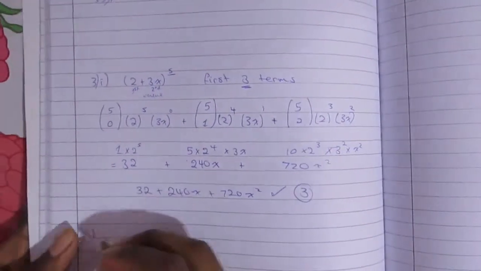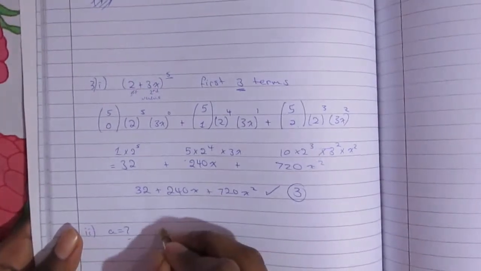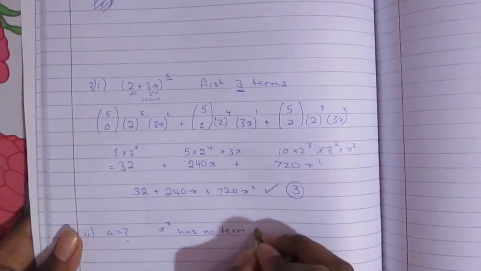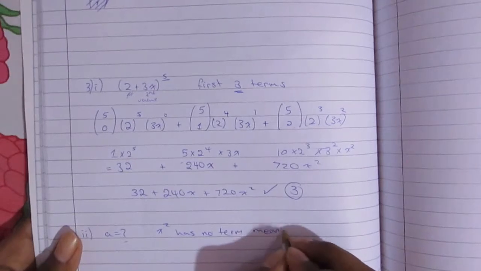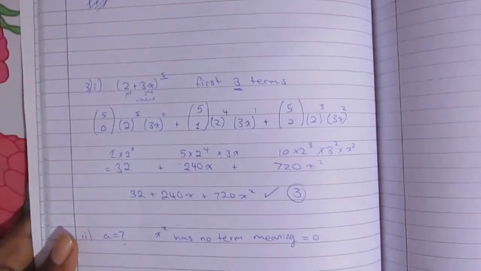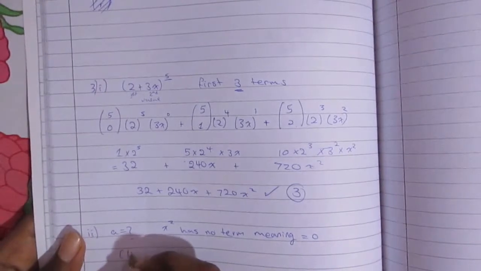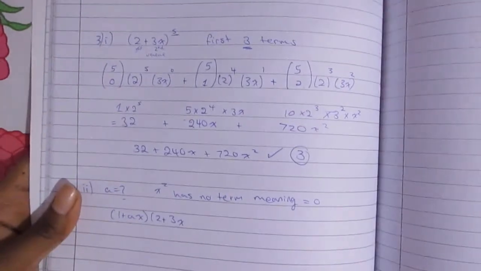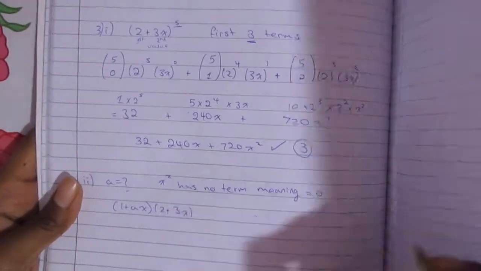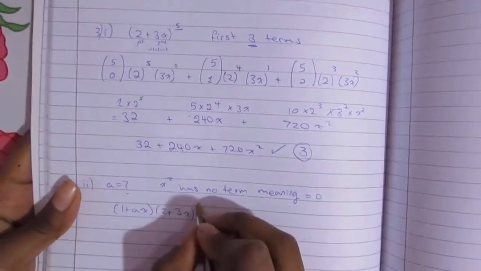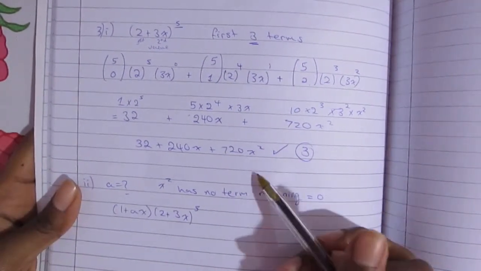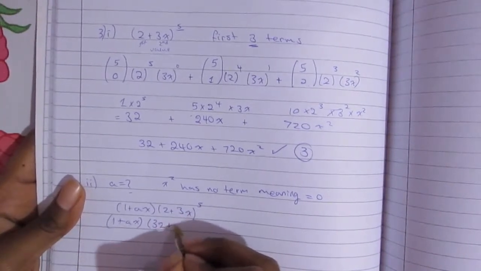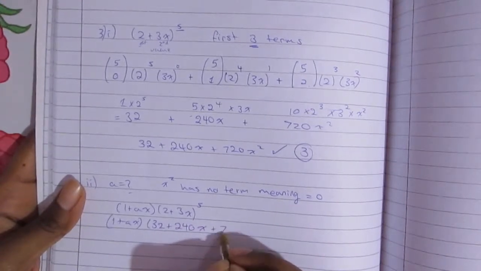Alright, again, like I said, I like writing down what I'm given and what I have to find. So we don't know what a is. We were told that x squared has no terms, so basically its coefficient should equal 0 at the end. So (1 + ax)(2 + 3x)^5. Since we've done the first part, we can substitute (2 + 3x)^5 with those 3 terms. So (1 + ax)(32 + 240x + 720x squared).